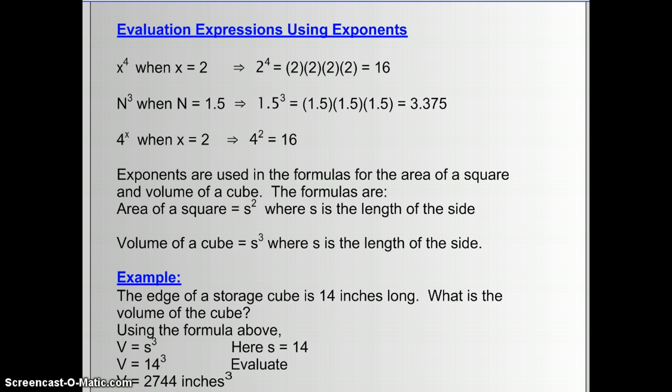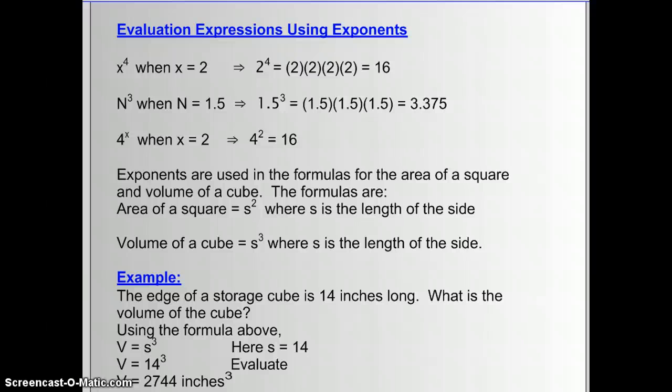Now we're going to evaluate expressions using exponents. So we're going to take a look at an expression like x to the 4th, and we're going to evaluate it when x equals 2. So you substitute the 2 for the variable. That's 2 to the 4th. So we multiply 2 times 2 times 2 times 2. That's 16.